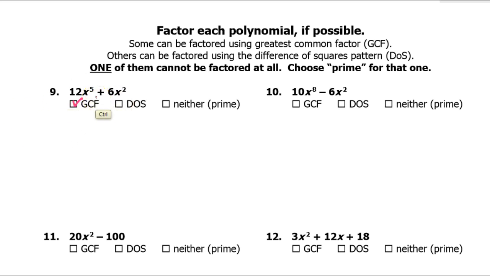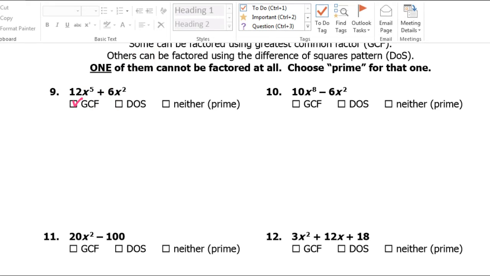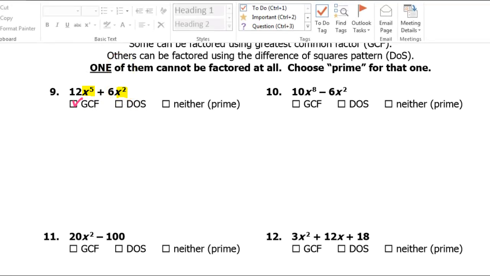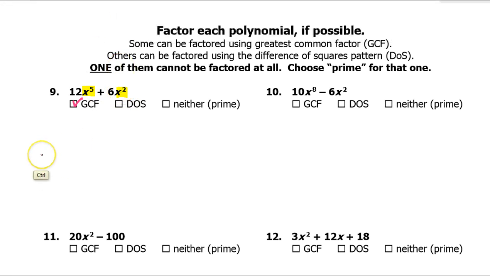Let's see, both terms have variables, so that means my GCF will have a variable in it. What's the smallest number of variables you see? So I have x to the 5th power and x squared. The smallest amount is x squared, so that's how many I'm going to pull out. So I'm going to have x squared as part of my GCF for sure.